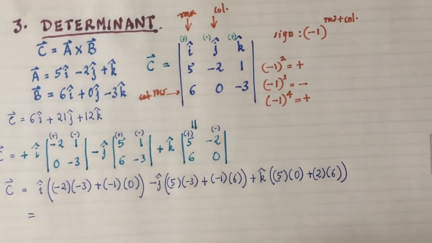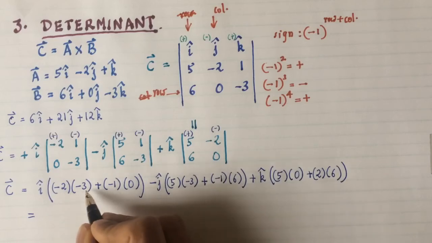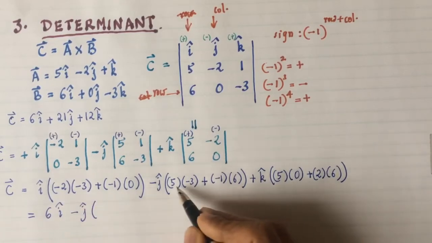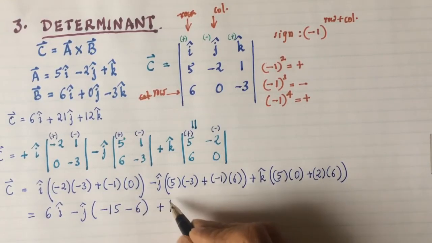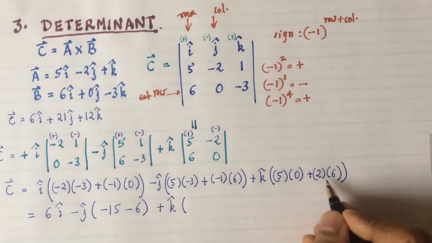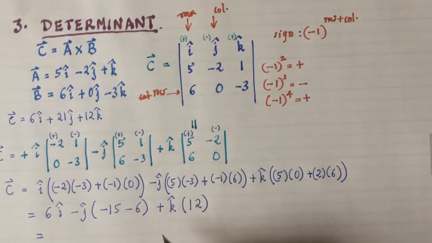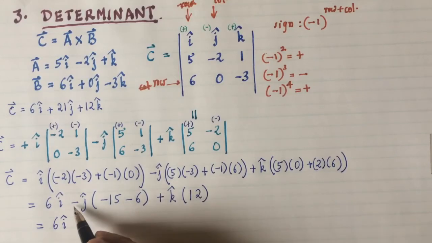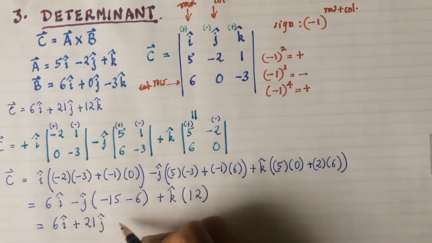Now let's calculate the total. That's 2 times 3, which is 6 i hat, and that's going to be negative j hat times 5 times minus 3, which is negative 15 minus 6, plus k hat times 5 times 0 is 0, and that's 6 times 2, 12. You see that it actually comes out exactly equal to what we had before, 6 i hat. This is negative 21, but there's a negative outside, so that's positive 21 j hat plus 12 k hat.